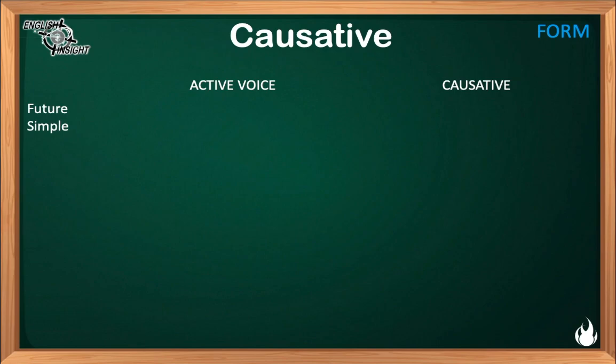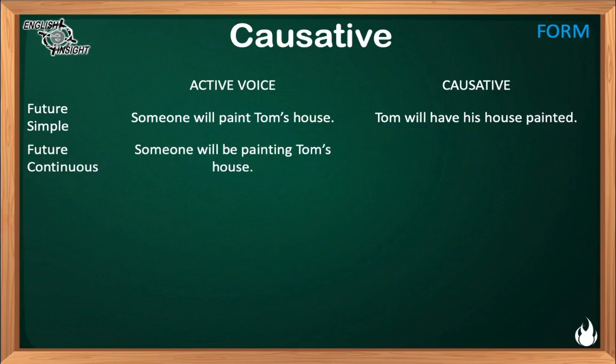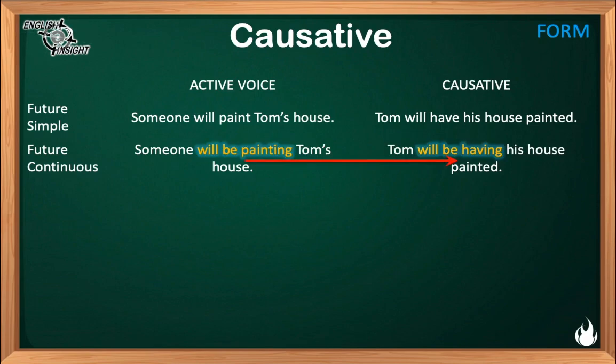In future simple active voice, we say, someone will paint Tom's house. In causative, we commence with Tom, the beneficiary. The conjugation of the verb tells us the conjugation of the auxiliary, the object, and the main verb conjugated in past participle. In future continuous, someone will be painting Tom's house. We commence with Tom. The conjugation of the verb is telling us the conjugation of the auxiliary, the object, and the main verb conjugated in past participle.